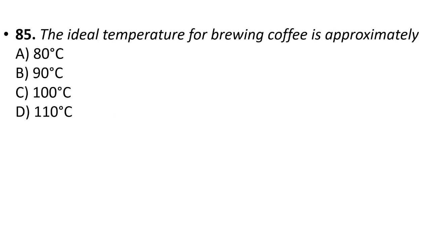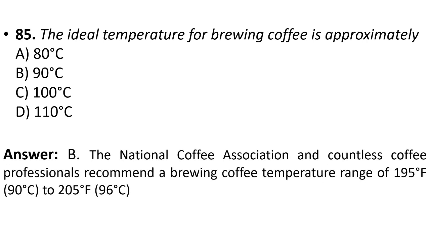85. The ideal temperature for brewing coffee is approximately 80 degrees Celsius, 90 degrees Celsius, 100 degrees Celsius, 110 degrees Celsius. Your answer is option B, 90 degrees Celsius. The National Coffee Association and countless coffee professionals recommend a brewing temperature range between 195 degrees Fahrenheit and 205 degrees Fahrenheit. That means 90 to 96 degrees Celsius.